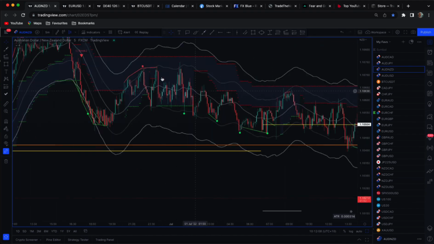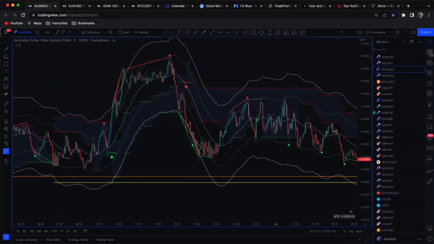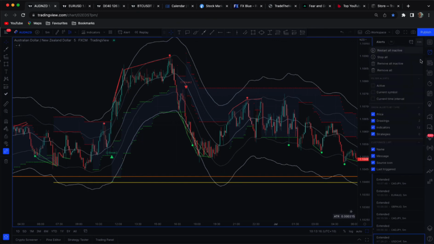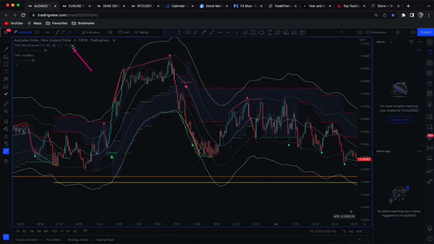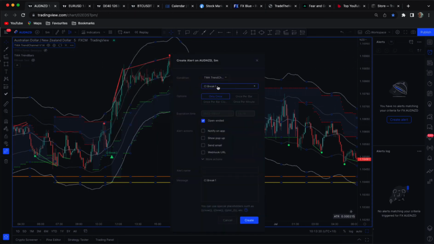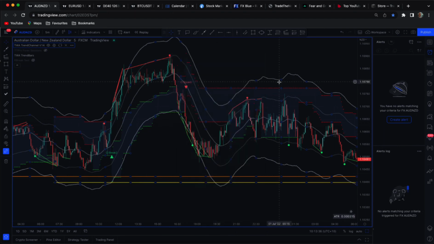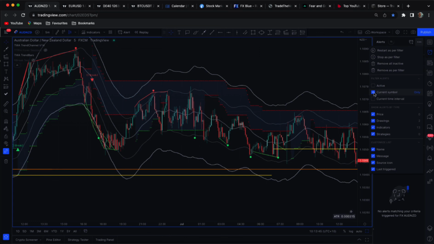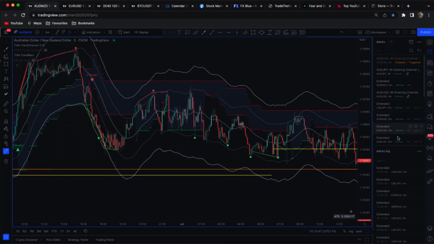See, all along here is okay. I don't mind this Aussie New Zealand. Let's see if I've got the alert. I want that. So go to the trend channel, 3 dots, click, add alert, click. It's the extended and you want once per bar so that it's a permanent alert, and go create. If you select this, make sure you unselect it so that your alerts fire.